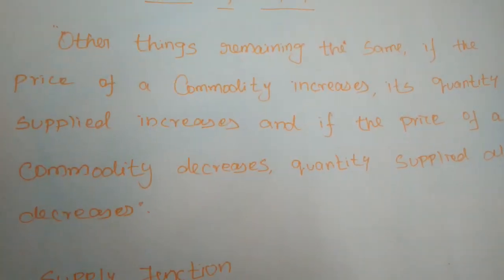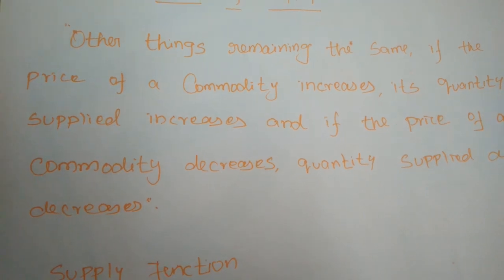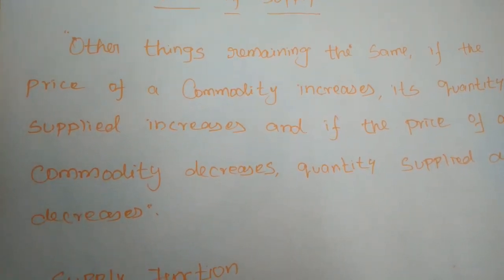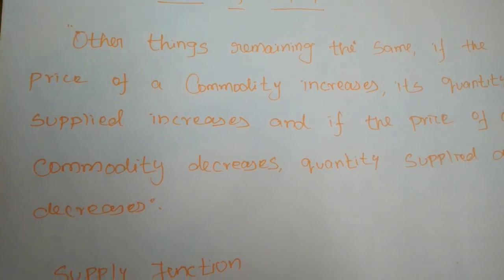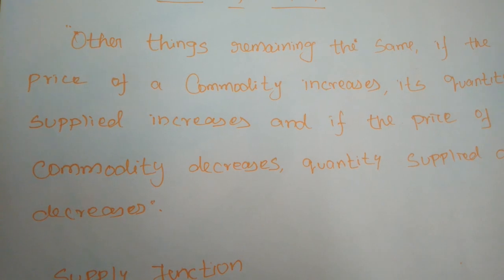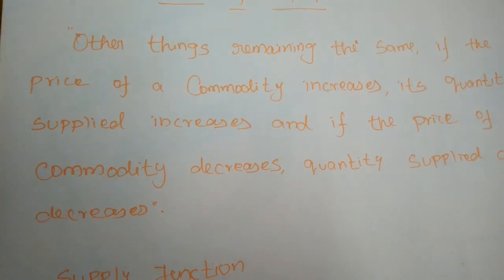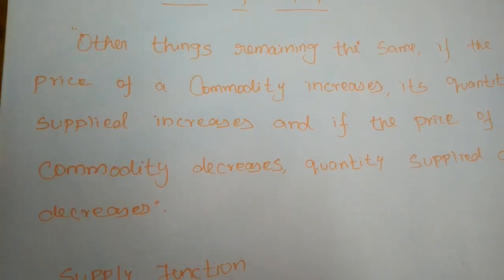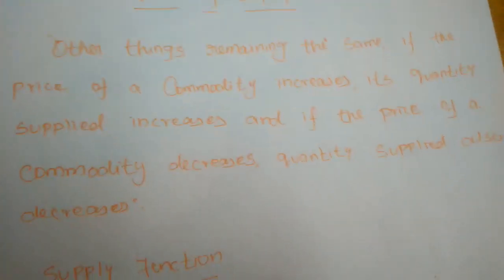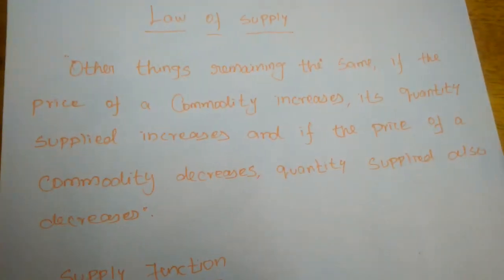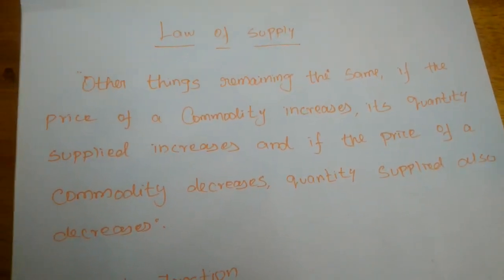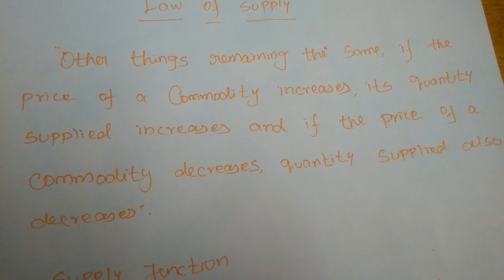So the law of supply is associated with the production analysis. It explains the positive relationship between the price of a commodity and the supply of that commodity. For example, if the price of a commodity increases, the supply of the commodity also will be increased. So the law of supply is always associated with the supply side, or maybe the production side.